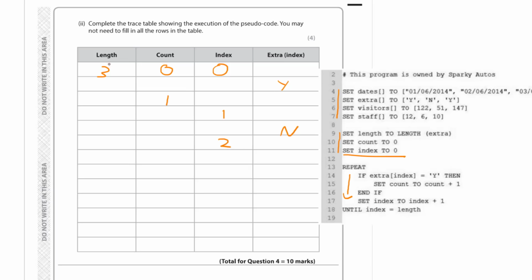Now does the index equal the length? Well, no, it doesn't, so we go back. Now extra index is extra, so the second item is y again. So this does execute, so this count is set to count plus 1, so it's 1 at the moment, so it now becomes 2, and index now becomes 3. And now this condition is met, length does equal index, so this is it, we've run out of code, so we're finished.